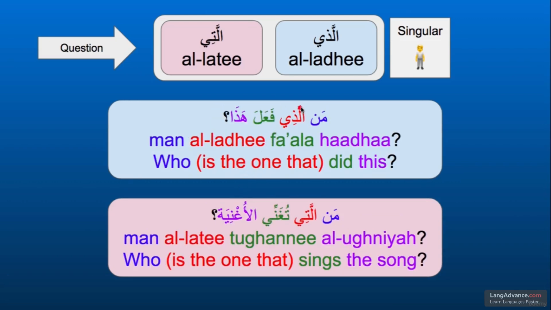And we can also use الذي and التي and possibly other relative pronouns in question format. So we can say something like من الذي فعل هذا. من الذي فعل هذا, who did this, or who is the one that did this. And we can use also التي, so we can say من التي تغني الأغنية. من التي تغني الأغنية, who is the one that sings the song.